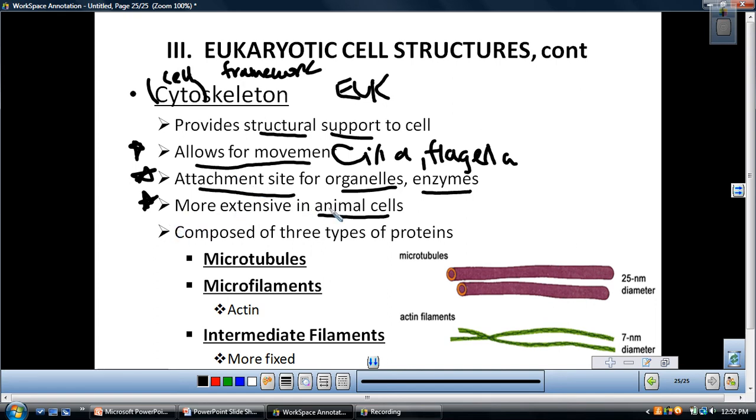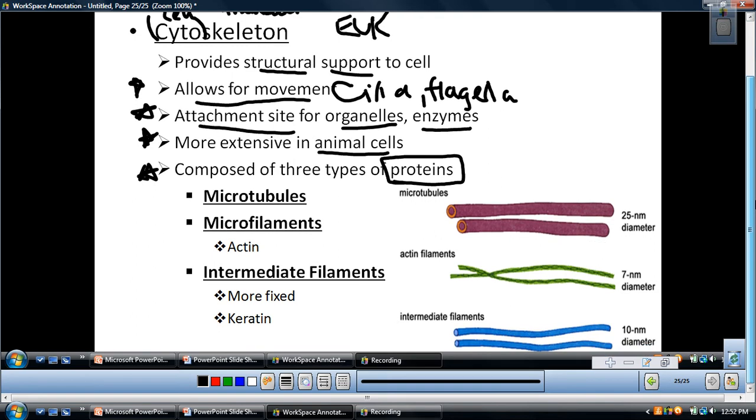Okay, we said it's more extensive in an animal cell, and then there are three types of proteins that make up the cytoskeleton, because if you want to say, well, what does it look like? Here's a picture. There are microtubules, there are microfilaments, and then there are these things called intermediate filaments. So the three types of proteins that make up the cytoskeleton are microtubules, microfilaments, and intermediate filaments.